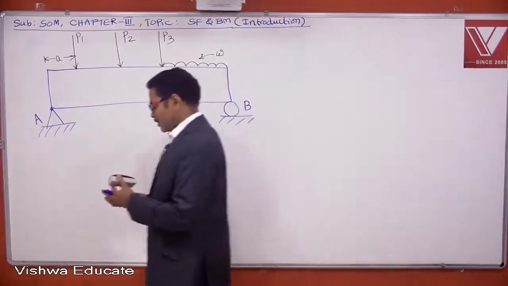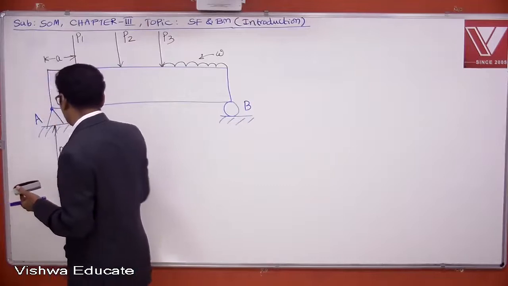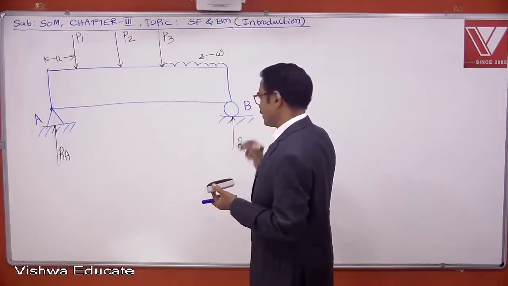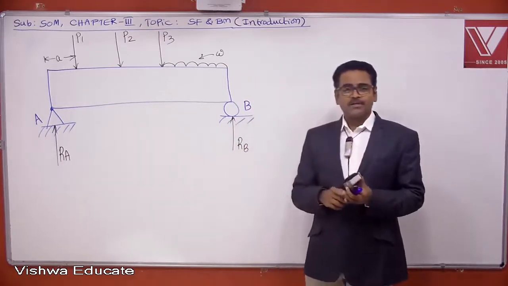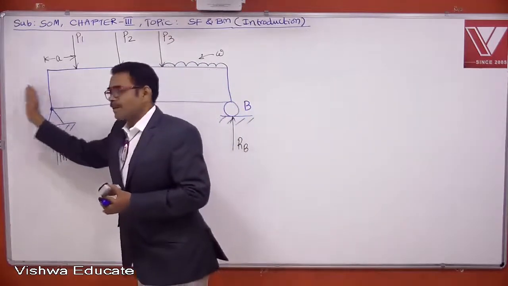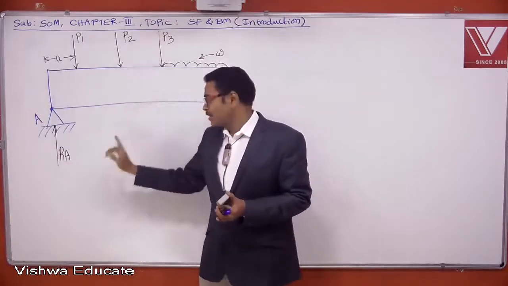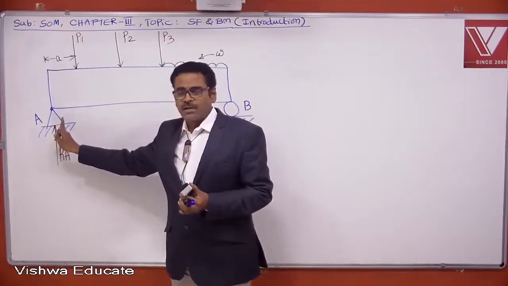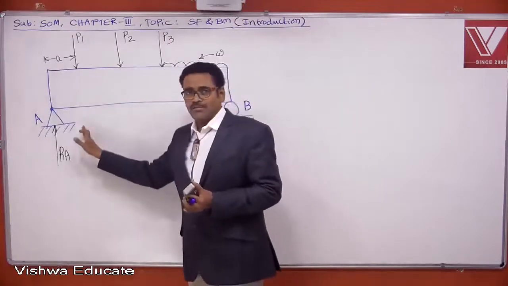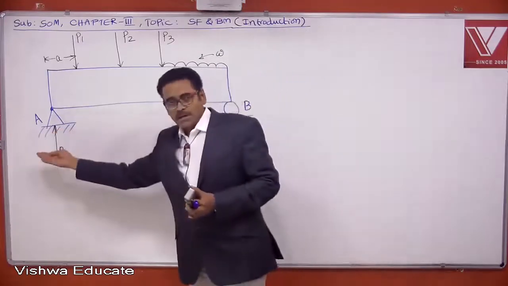Now, the support reaction at A is denoted as RA. The support reaction at B is denoted as RB. And why is no horizontal reaction induced here? Because this beam is carrying only transverse loads, so only transverse reactions will be induced. If this beam carried any axial load, an axial reaction might also be induced at the hinge support, right? Since this beam is carrying only transverse loads, only a transverse reaction will be induced.